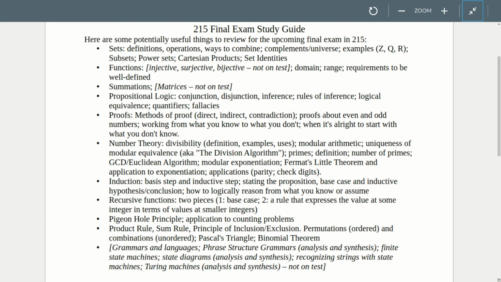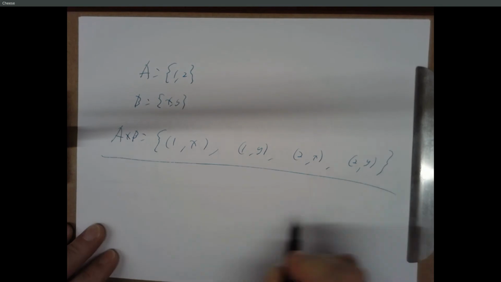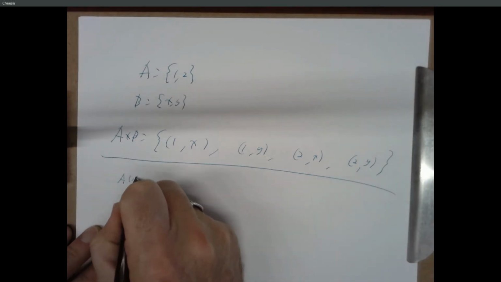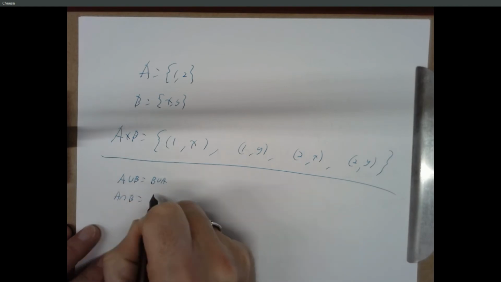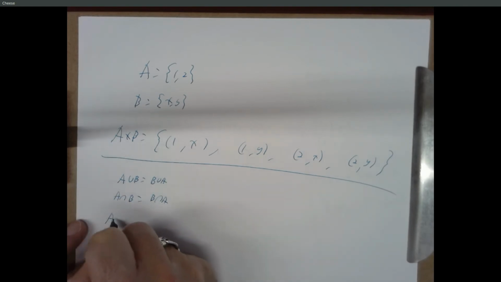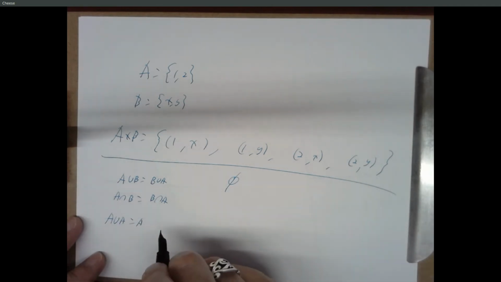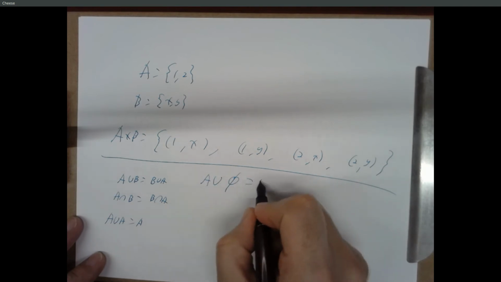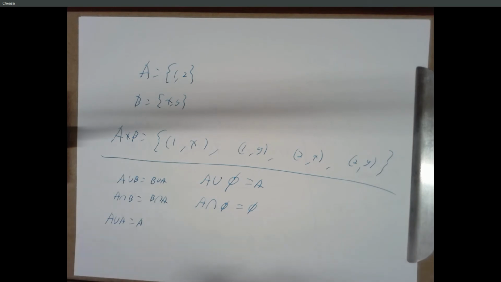We learned about a bunch of set identities, and these are in ways similar to stuff from Engineering 250. So A union B equals B union A. A intersect B equals B intersect A. A union A equals A. We have an empty set that's a set containing nothing. A union the empty set equals A. A intersect the empty set equals the empty set. And so on. On the purple sheet.